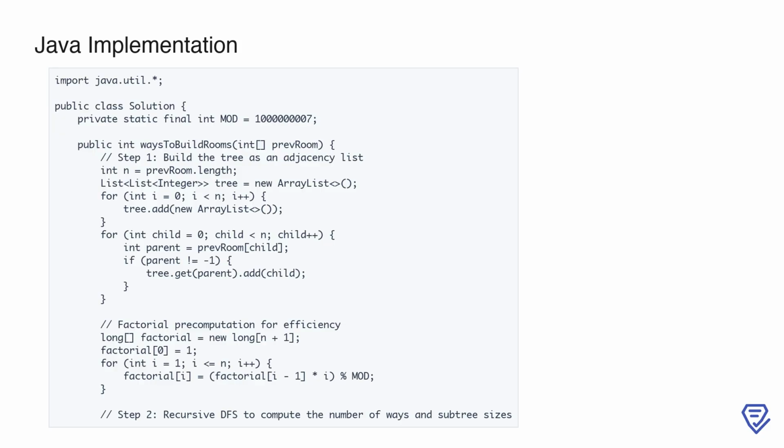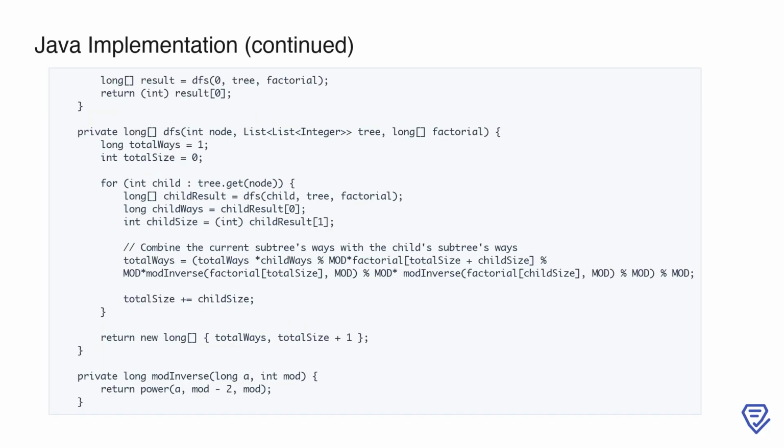tracking subtree sizes. The DFS function begins by initializing total ways to 1, which will hold the number of valid ways to build the subtree rooted at the current node, and total size to 0, which tracks the size of the subtree. For every child of the current node, we recursively call the DFS function. The result of this call returns two values: the number of ways to arrange the child's subtree and the size of that subtree. We then combine the current subtree's ways with the child's subtree's ways.